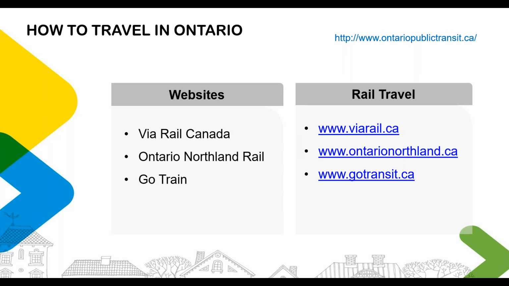Via Rail is also, this is rail travel. We've got Via Rail, Ontario Northland Rail, and then we've got the GO Train. Do visit their website.